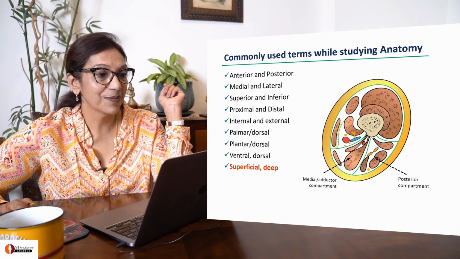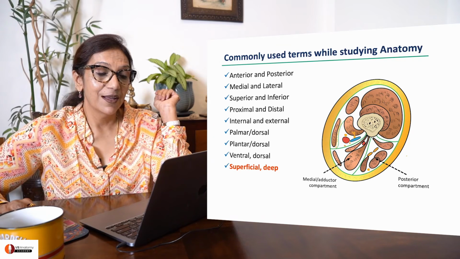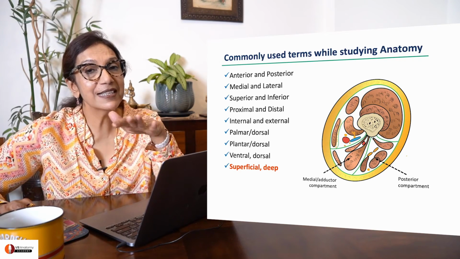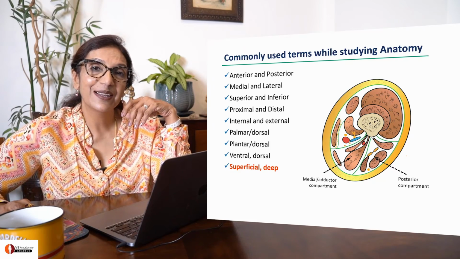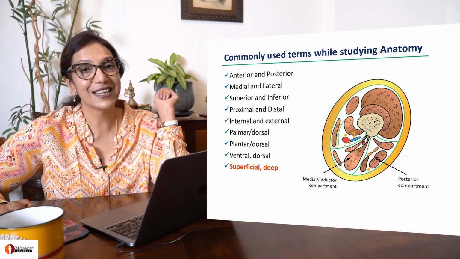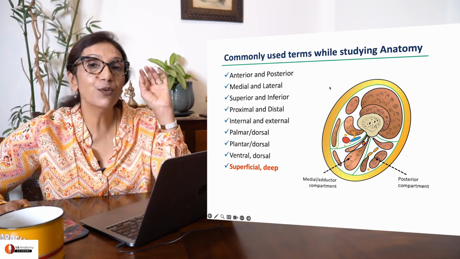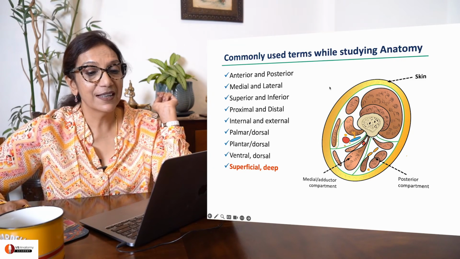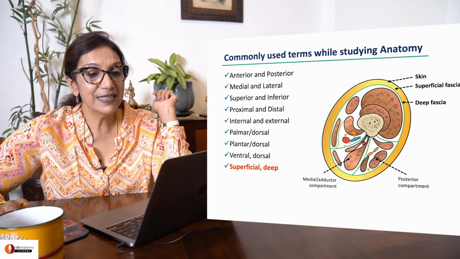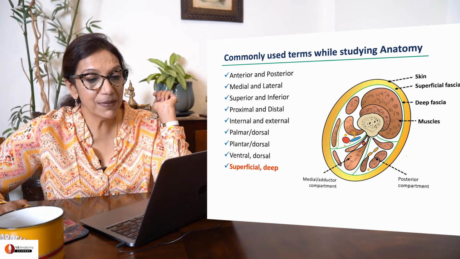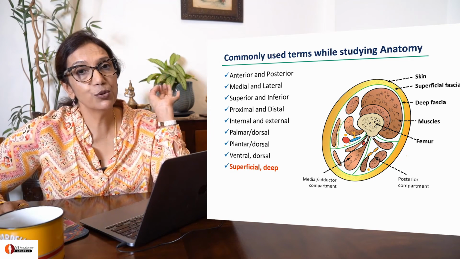So let's come to superficial and deep. For this, I'm going to take a section through the thigh. Which section am I taking? Obviously, a horizontal section. I've taken a horizontal section through the thigh. Now observe what I'm doing. This is skin. Below that is superficial fascia. This is deep fascia. This is muscle. This is femur. Question. Who is superficial?